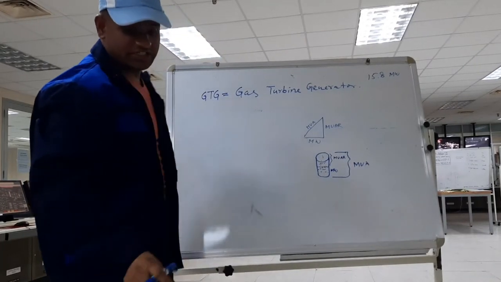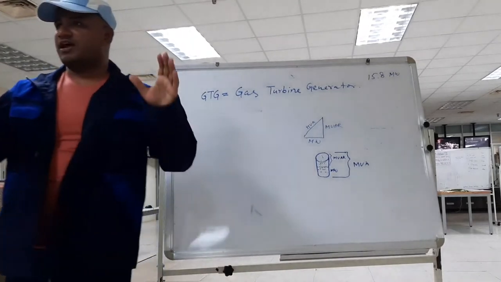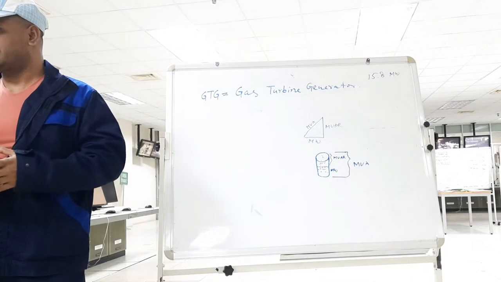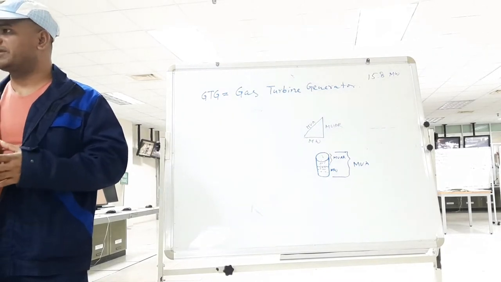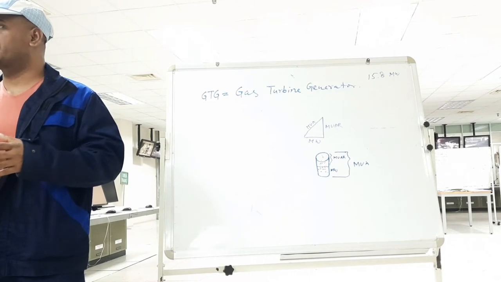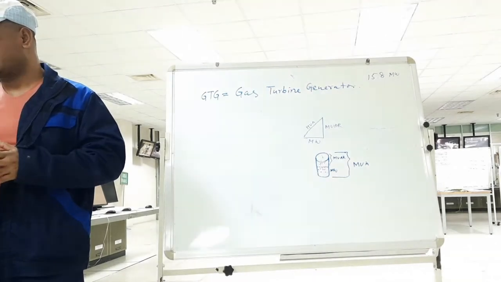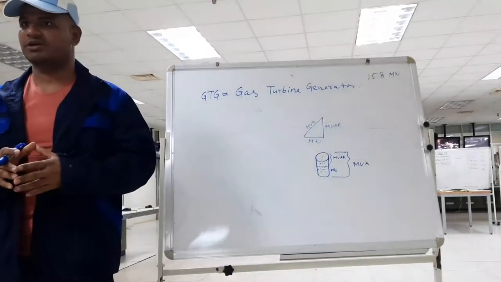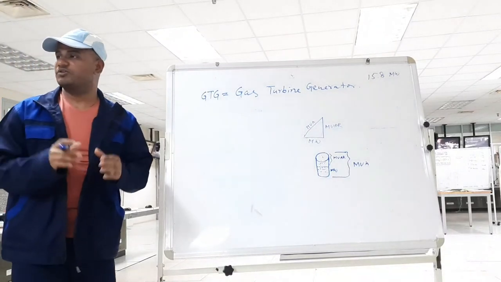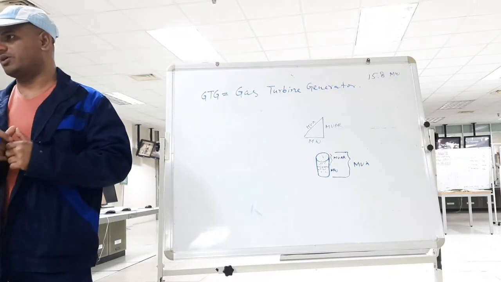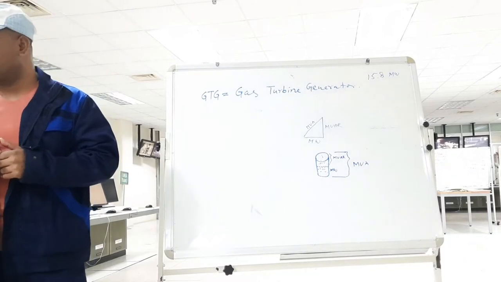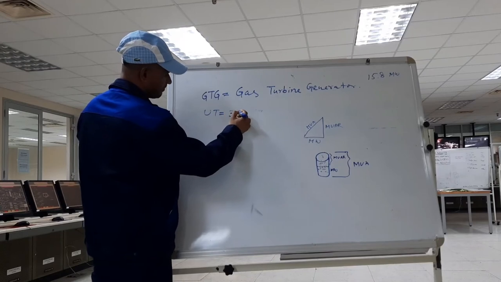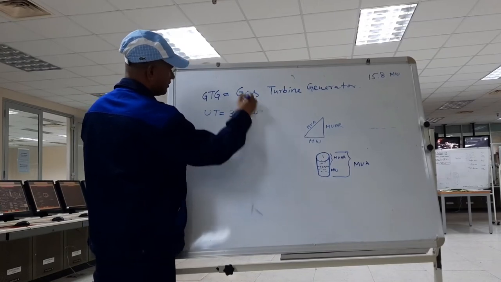So in our plant, when the ammonia and urea plants and the utility plant are running at full load, power required is normally 66.8 megawatt. But which plant requires how much power? Our utility plant normally requires around 30 megawatt.